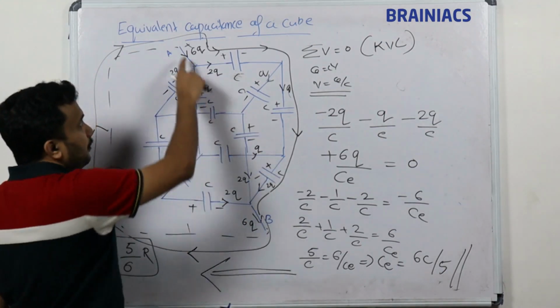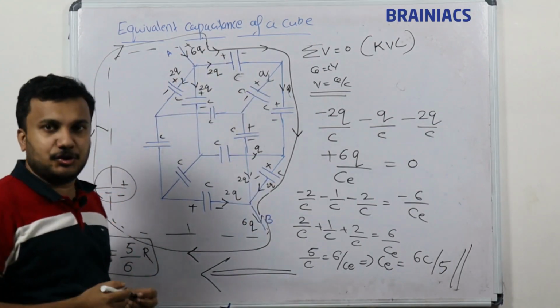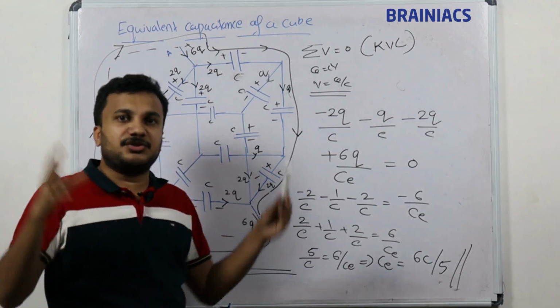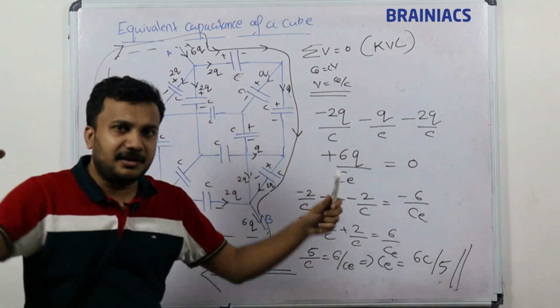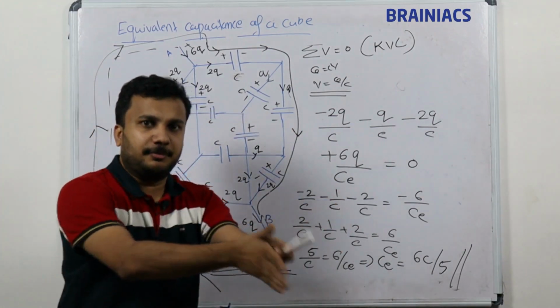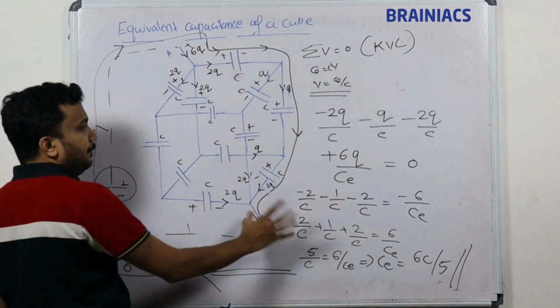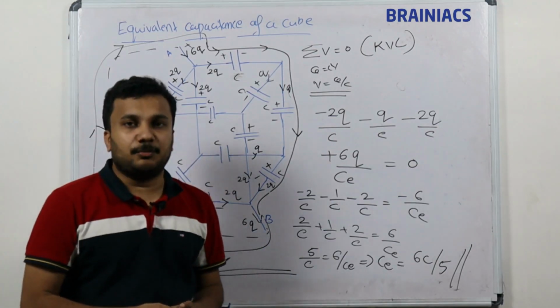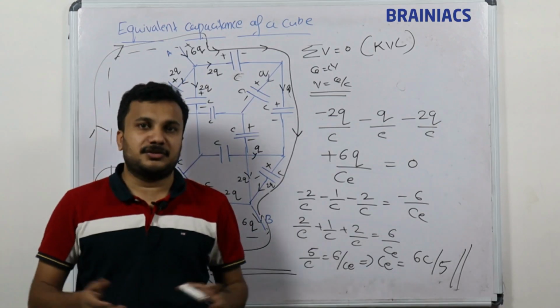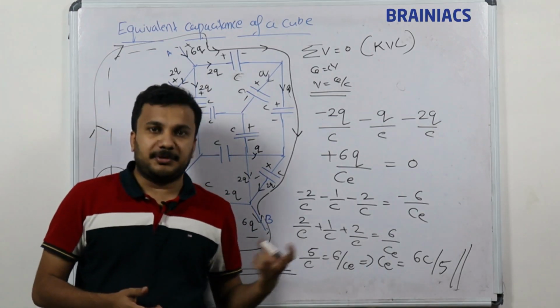You don't need to bother about the sign of the Q charge. Q is the total charge which is coming from one end, split into different branches of the cuboid, and finally everything will be joining and forming into the terminal of the battery. So this is the equivalent capacitance of the cuboid structure. Hope you understood this topic.